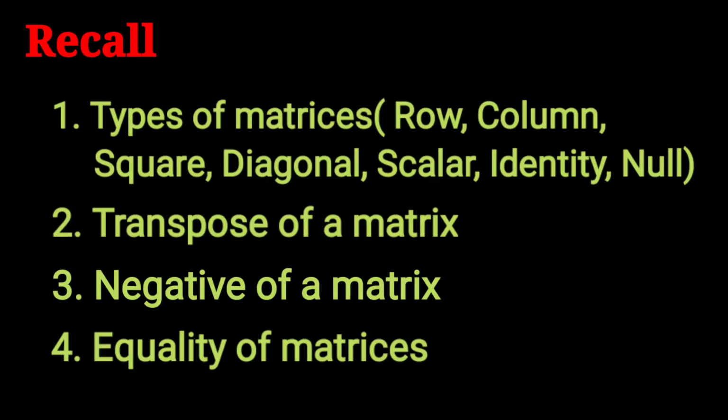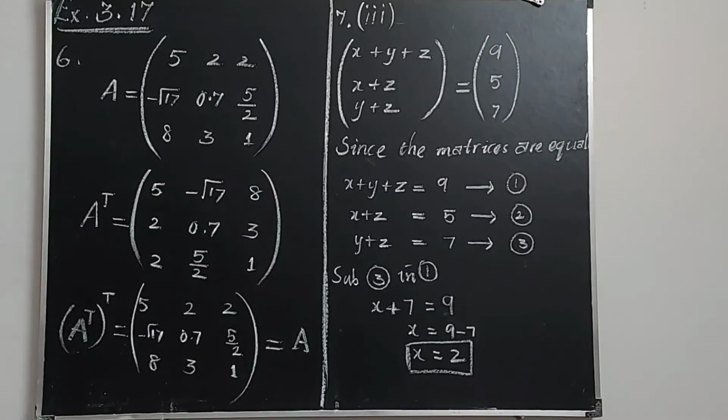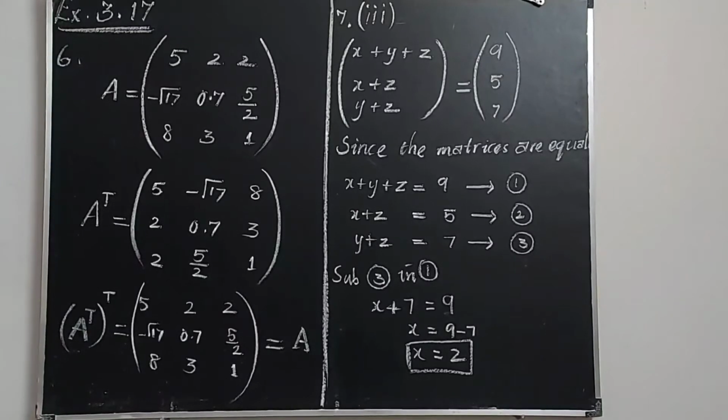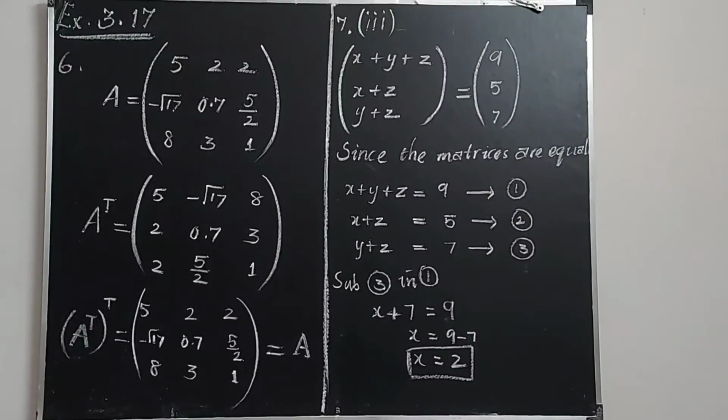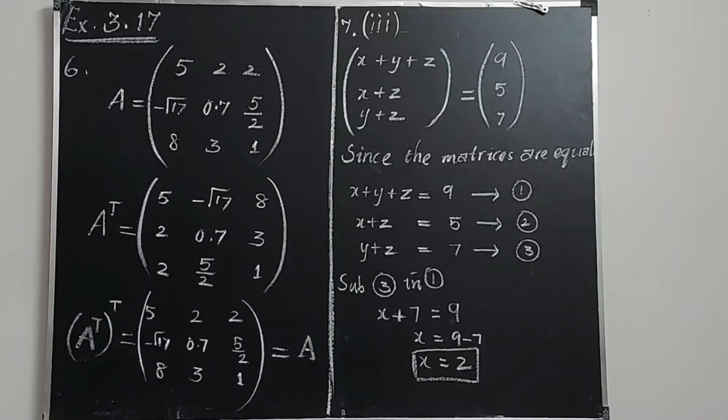These are the things we already learned in the previous classes. This class we are going to continue with the sums related to the matrices we learned. Let us go to the class. Look at exercise 3.17, sixth sum. Matrix A is given and you are asked to verify that transpose of transpose of A is equal to A.